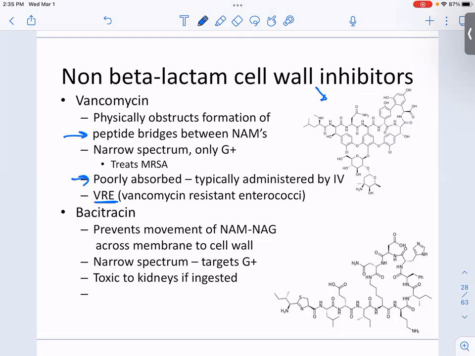Bacitracin is another cell wall inhibitor. It works, again, with a little different mechanism, but it does work on peptidoglycan. It keeps those new sugar subunits, NAM and NAG, that are synthesized inside of the cell, from passing through the cell membrane to get to the cell wall. So it's kind of a physical block in that channel.